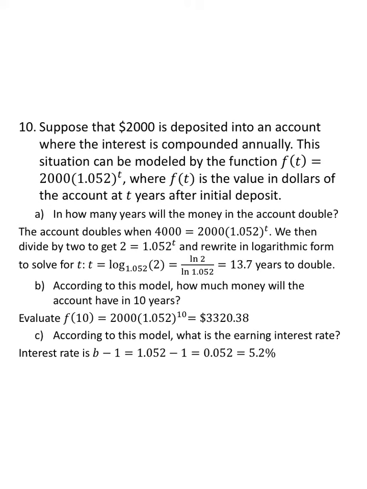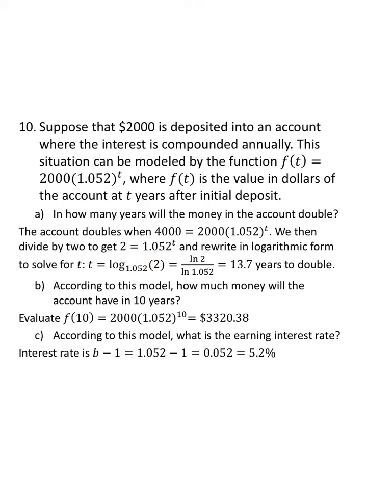Right? You want to make money. So the account doubles when the output is 4,000. Right? You initially invest 2,000, double that is 4,000. So we want to solve the equation 4,000 equals 2,000 times 1.052 to the t power. In order to find my t, right, in exponential, we have to isolate the exponential. Let's divide both sides by 2,000. I'll get 2 equals 1.052 to the t.